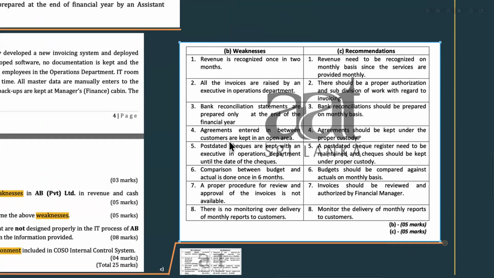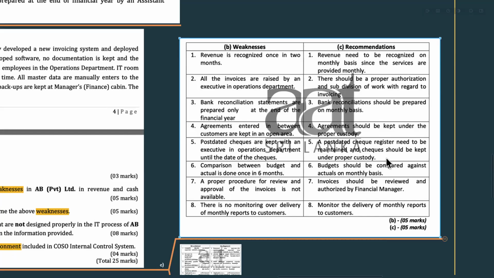Agreements entered in between customers are kept in an open area. Agreements should be kept under proper custody. And post-dated checks are kept within the executives in the operation department until the date of the checks. Again, a post-dated checks register needs to be maintained and checks should be kept under proper custody. And comparison between budget and actual is done once in 6 months. Budget should be compared against actual only on a monthly basis.